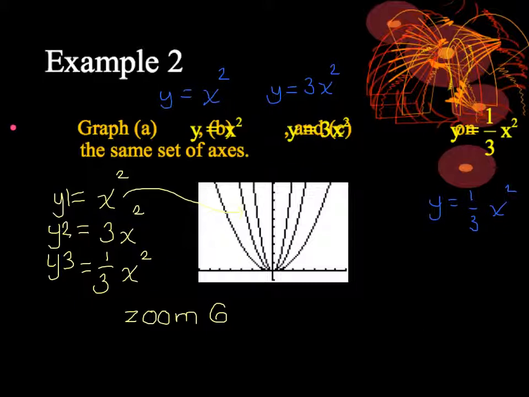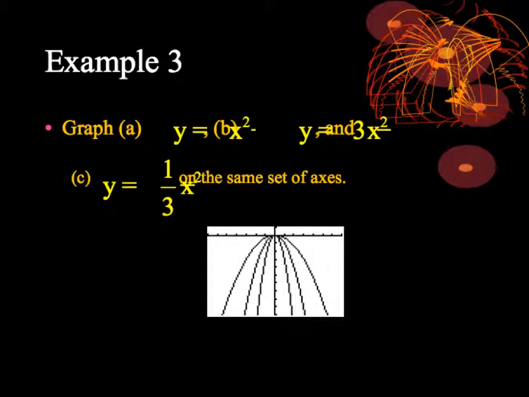The next equation that you see is this guy that comes in here closest to the y-axis, y equals 3x squared. And the last equation that you saw pop into your window was this guy here, y equals 1/3 x squared. So we've been able to graph all three on the same coordinate plane.